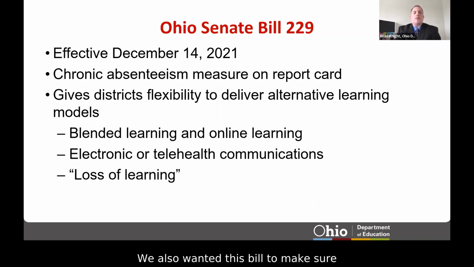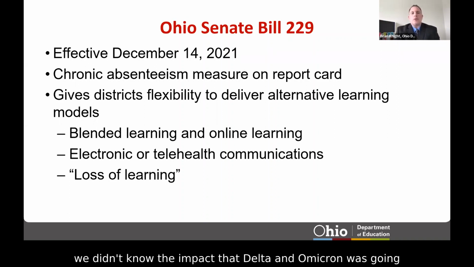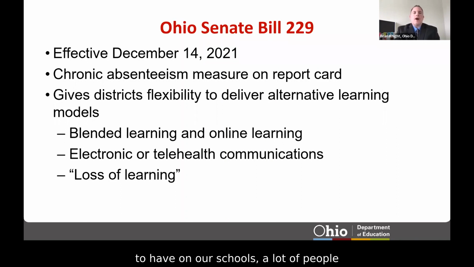We also wanted this bill to make sure that districts had flexibility to keep education going. That was a big challenge for a lot of our districts. At the beginning of the year, when we didn't know the impact that Delta and Omicron was going to have on our schools, a lot of people anticipated returning to in-person learning and creating mask policies. As we saw, the numbers greatly increased, and students were still required to come in if the district didn't put in an online learning program or a blended learning program. The Senate Bill 229 allowed them to do that.